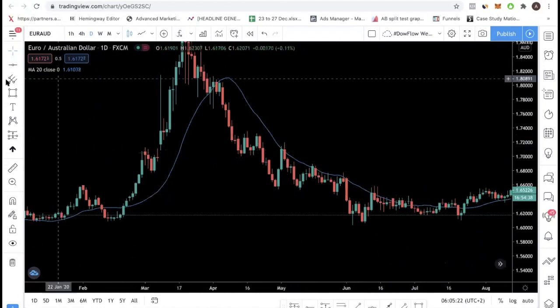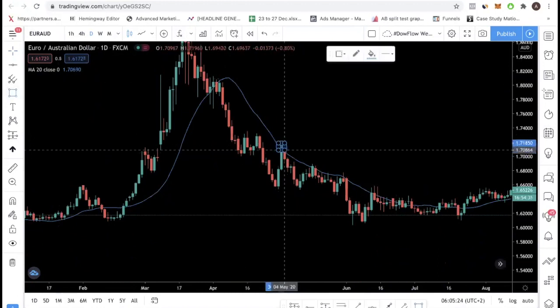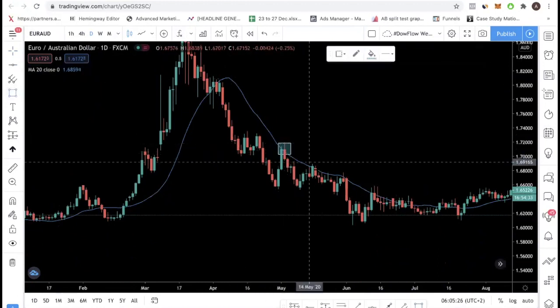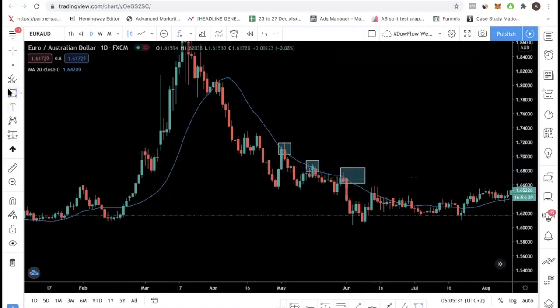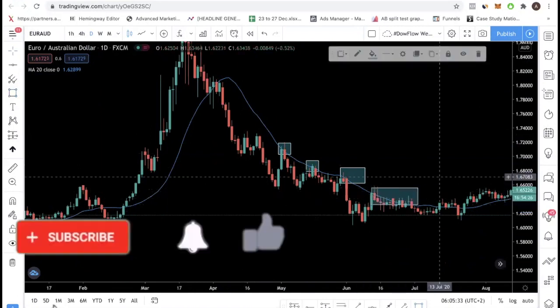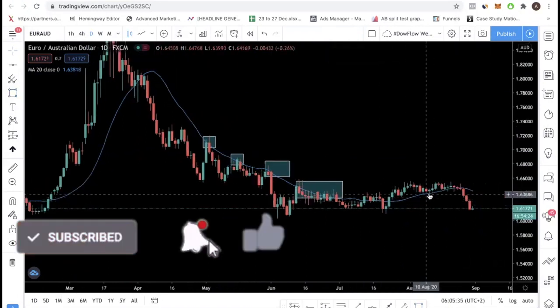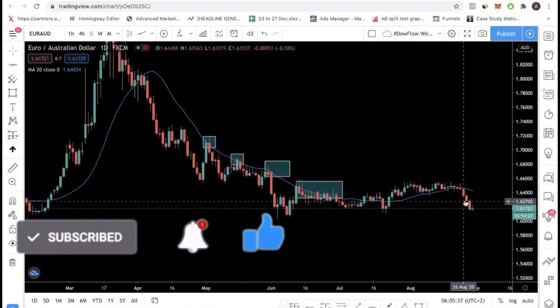In fact, this was the example that I had shown you earlier. This is dynamic resistance, this is dynamic resistance, and so on and so forth. Here you can see that this entire zone here is also resistance, and then after that it broke. It acted as a form of support before it was broken.